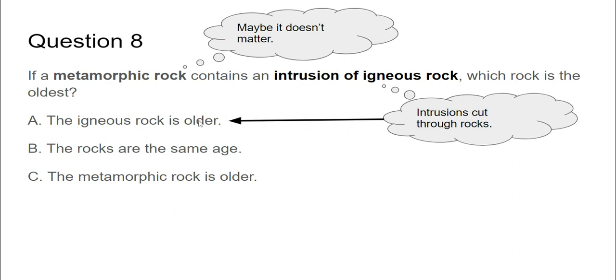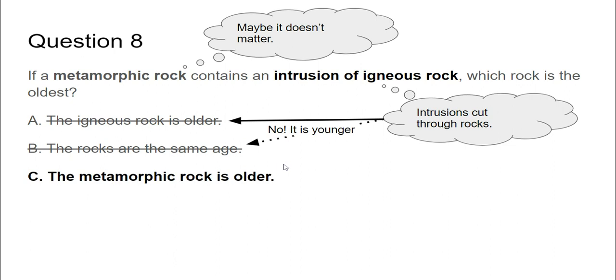The igneous intrusion is older. This is not right. No, it's younger. The rocks are the same age. No, that's not right because the igneous intrusion is younger. That means the metamorphic rock must be older through process of elimination. I mean, these are wrong. But also the metamorphic rock is being cut, which means it existed first, which means that it's older. Those were the three most missed questions. I hope that this is helpful.